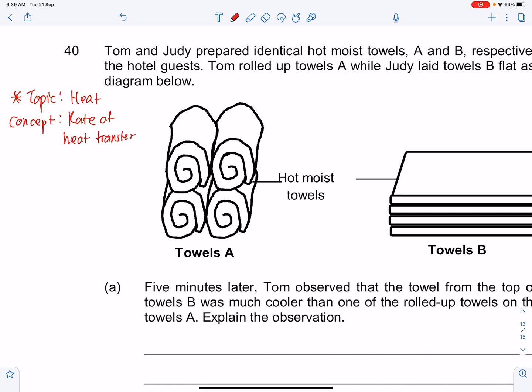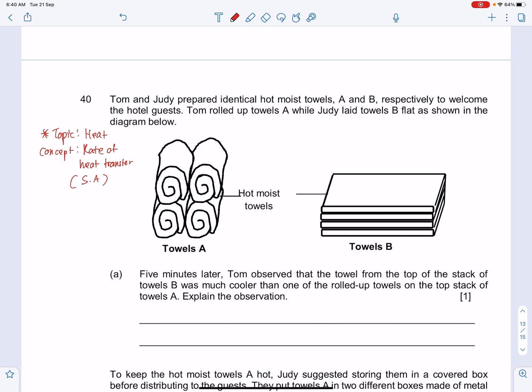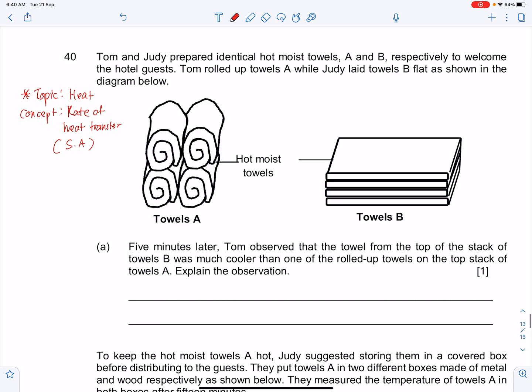Right? And if I'm experienced enough, straight away I'll be able to realize that it's talking about your surface area exposed. So if you look at these two, I always tell you all need to compare. What is the difference between these two? The rolled up one versus the laid out strip. So right off the top, you realize that for A, there is less exposed surface area as compared to B, which has more exposed surface area.